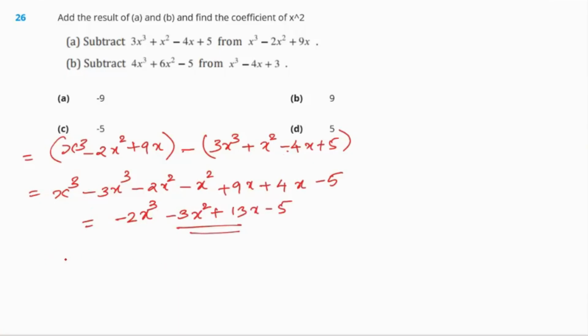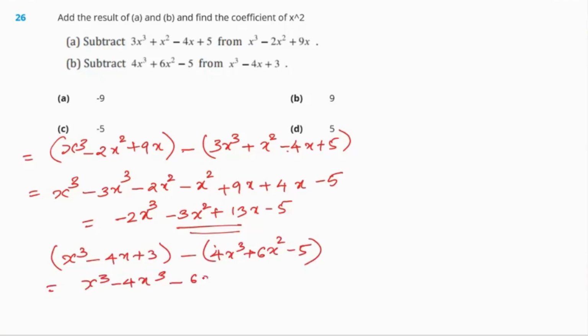And for the second one, that is x cube minus 4x plus 3 minus 4x cube plus 6x square minus 5. When we combine the same terms together, we get x cube minus 4x cube plus 6x square minus 4x plus 8.